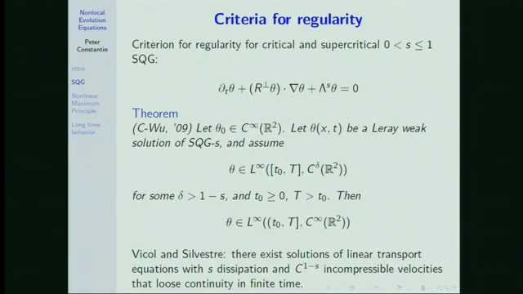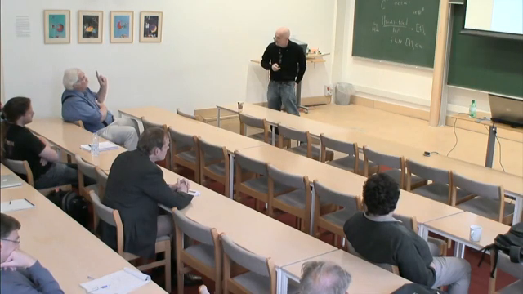So it is sharp in the sense that I required delta larger than 1 minus s, and I couldn't require delta equals 1 minus s for linear equations. It could be true for nonlinear equations because there is an initial relation between u and theta.